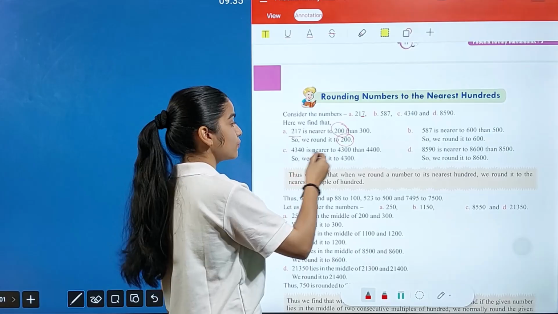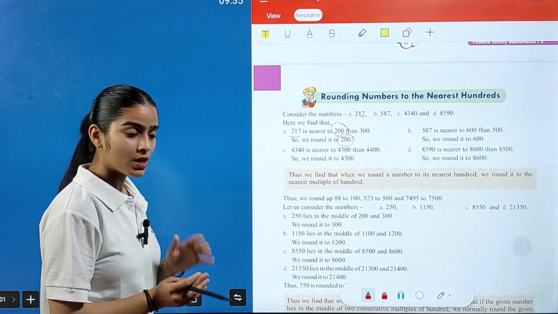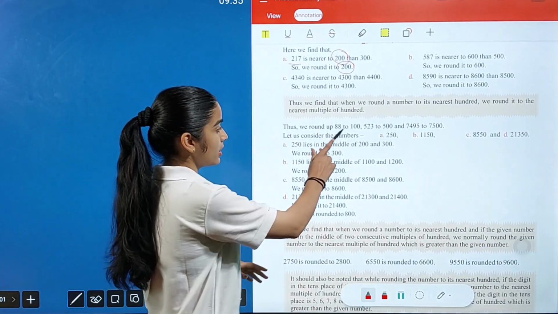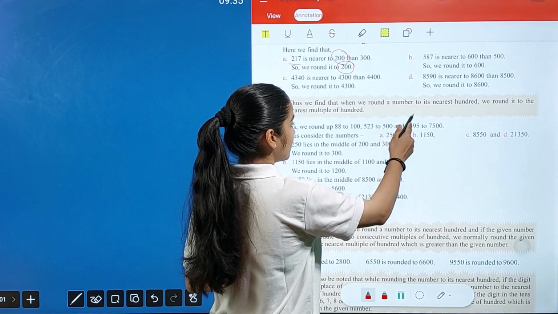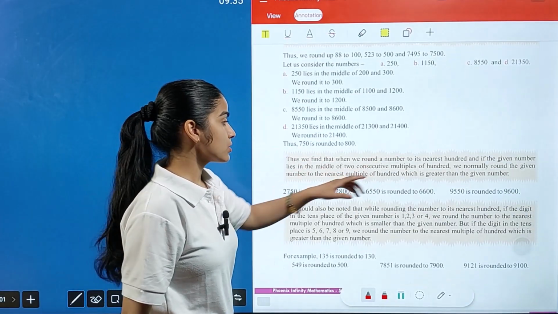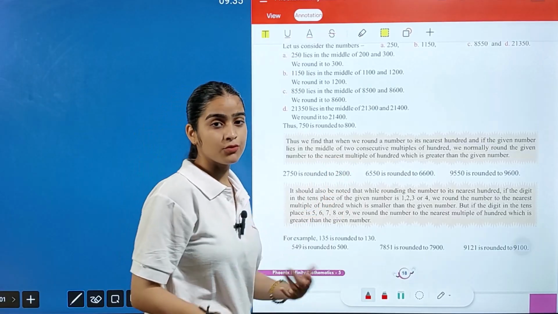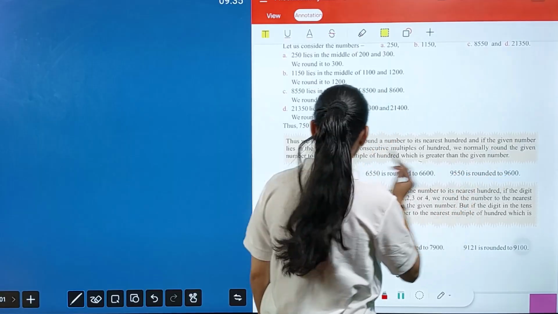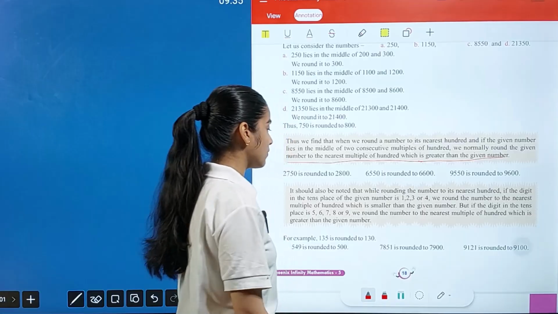So here we have to shift to 4300. The same concept: where we have to take fewer steps, we just move to that number. Thus we round off 82 to 100, 523 to 500, 7495 to 7000. Thus we find that when we round a number to its nearest 100 and the given number lies in the middle of two consecutive numbers, then we round the given number to the nearest multiple which is greater than the given number.